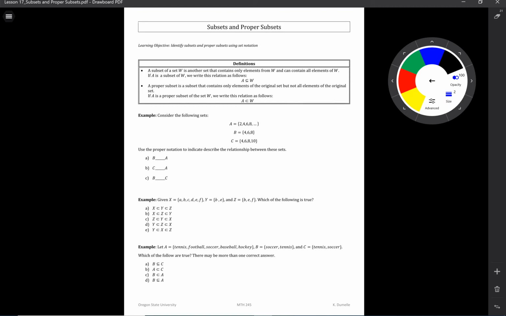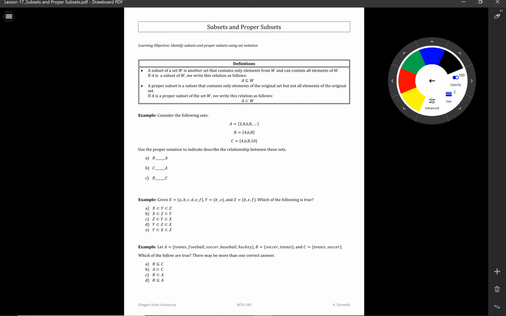So a subset of a set W is another set that contains only elements from W and can contain all elements of W. If A is a subset of W, we write this relation as follows. We write A is a subset of W. That's how we write our symbol. So this A here is a subset of W, which means that it only contains elements from W. It only has things that are from W. And A can contain every single element of W.